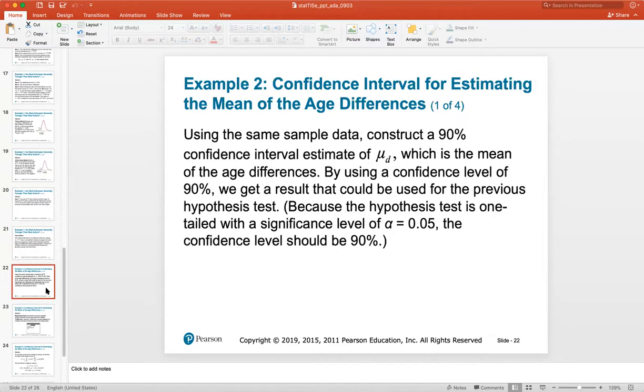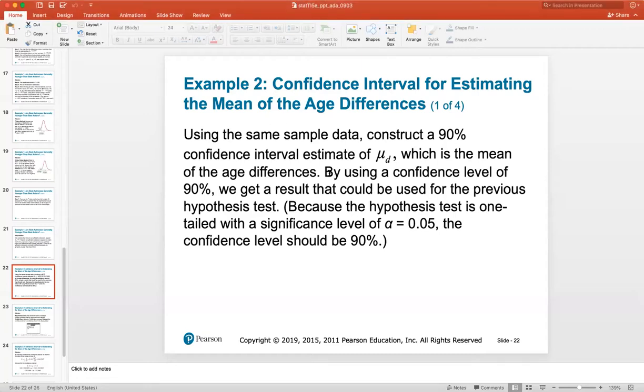Okay, so then example 2, using the same data, we're going to estimate the confidence interval. Using the same sample data, construct a 90% confidence interval. So you see that the confidence level is 90%, which means that the significance level is 10%, which is 0.1, right? But look at this.